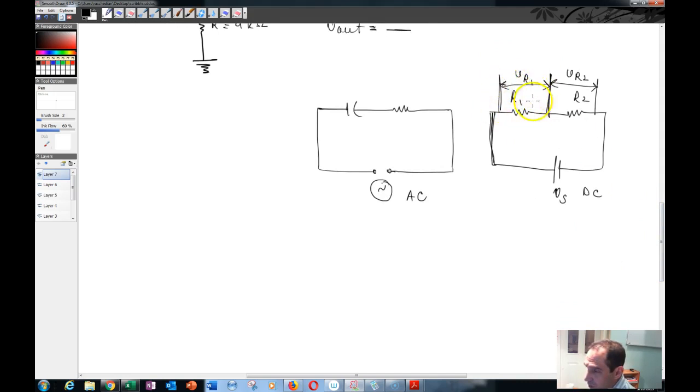Okay, and in this kind of circuit, as you know, to calculate the voltage drop across this resistor, or V of R1, what you do is you take your R1 and divide it by the equivalent resistance of the whole circuit, R of EQ, and then you multiply that by V of in, which is basically V of S in this case.